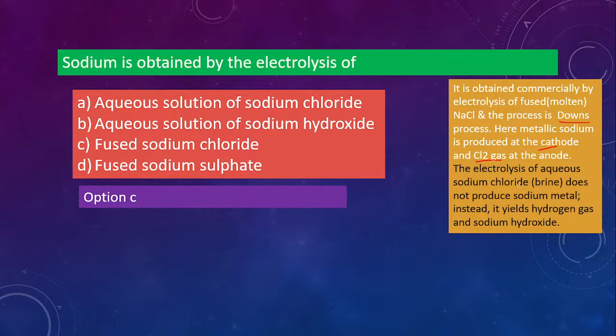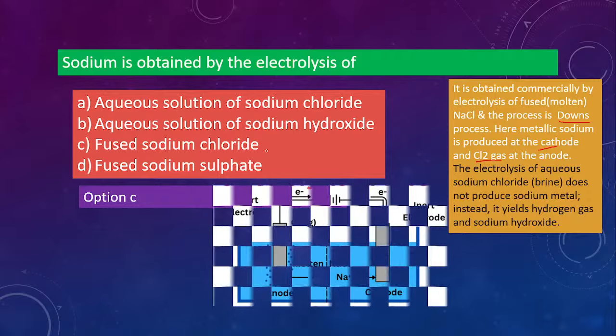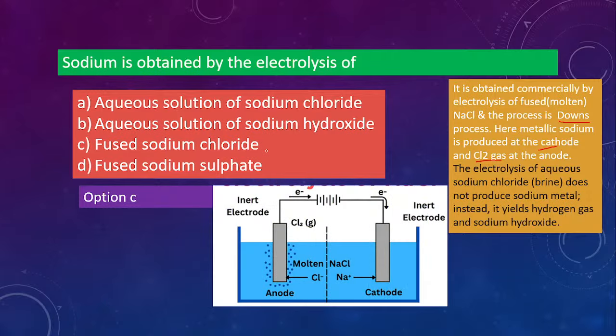If we take aqueous sodium chloride instead of fused sodium chloride, then it will produce hydrogen gas, not chlorine gas, and sodium hydroxide will form. Not sodium chloride, but sodium hydroxide. So that's why we cannot take option A. We have to go for option C. So this is the electrolysis. This is the Downs process you see here. Chlorine gas at the anode, sodium at the cathode, and the electrolytic solution is sodium chloride. This is called Downs process.